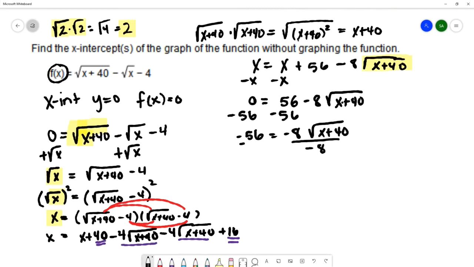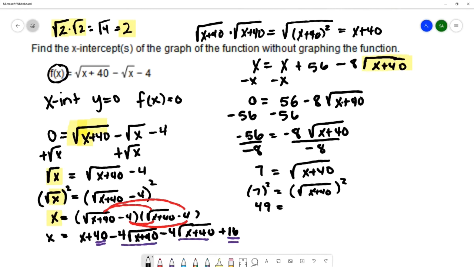Divide by negative 8, and that gives 7 equals square root of x plus 40. Now that I've got that radical isolated, I'll square both sides. And that gives 49. The square root and the square cancel each other out, and I'm left with x plus 40, and I'll solve for x by subtracting 40 on both sides. And that gives me a solution of x equals 9.